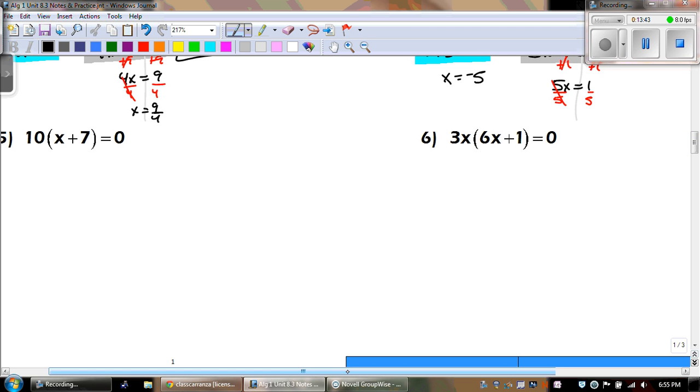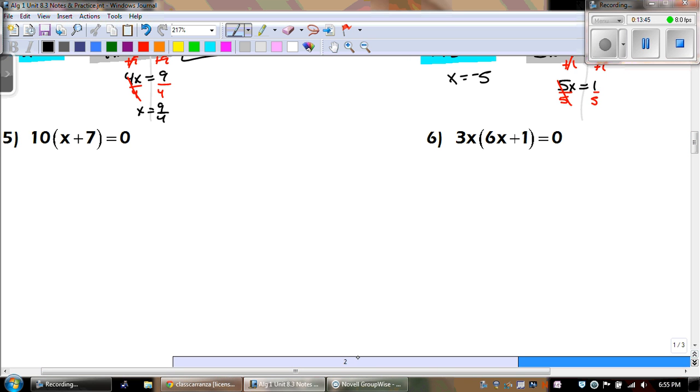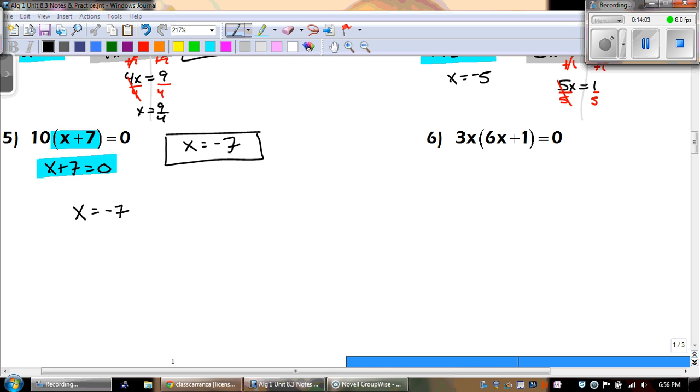Okay, number 5. Why don't you guys try number 5 and see if you can do that one all on your own? Pause the video and good luck. Okay, just remember that we only set the variable part equal to 0, okay? So the x plus 7, when x plus 7 equals 0, you should get negative 7.